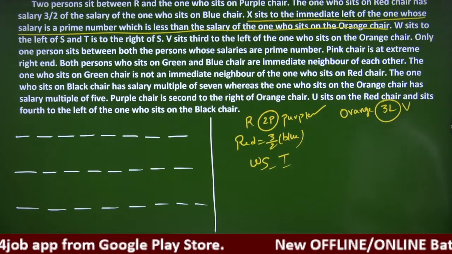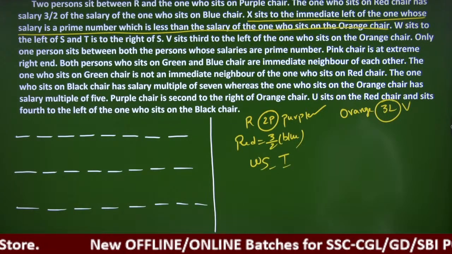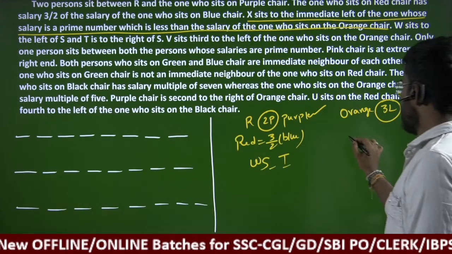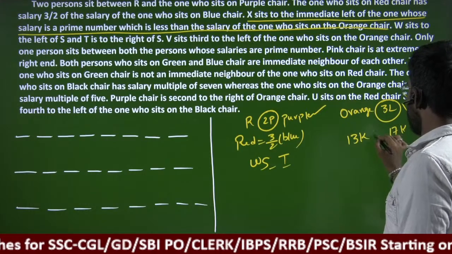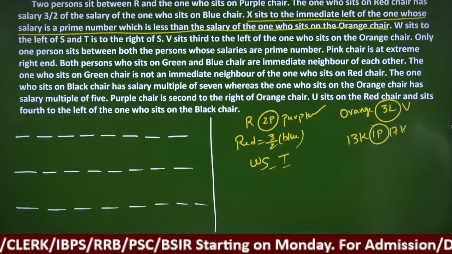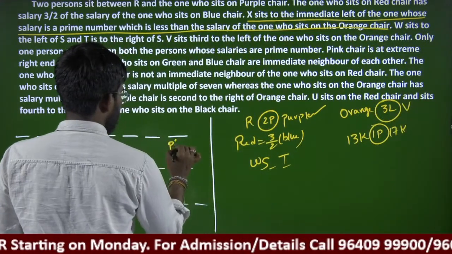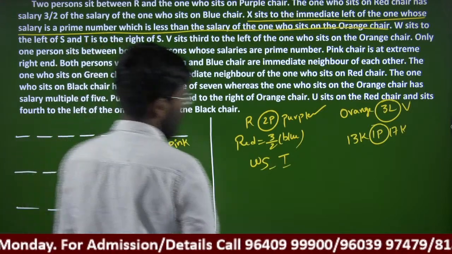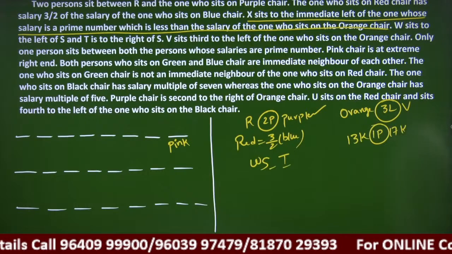Only one person sits between the persons whose salaries are prime numbers. So 13K and 17K will have only one person between them. Pink chair is at the extreme right end. Extreme right end means we are fixing the pink chair here. Okay, pink chair is fixed.